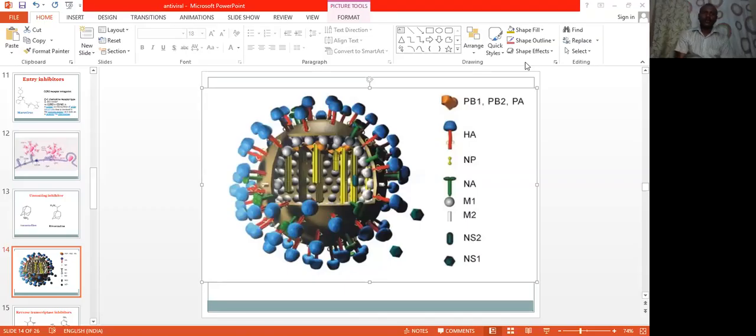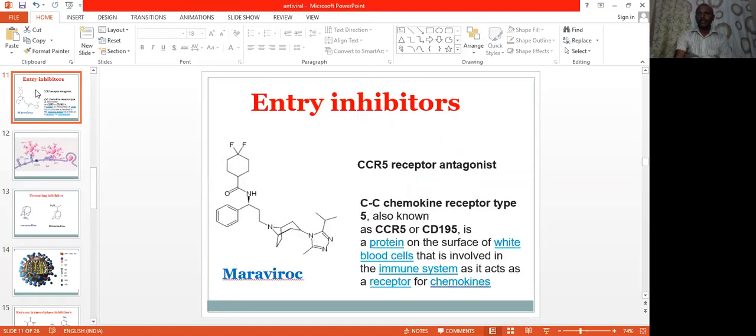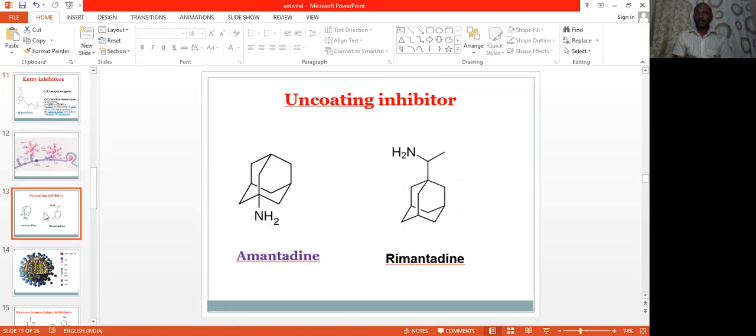Okay. So till now we have discussed the entry inhibitors. Under the entry inhibitors, we have discussed the CCR5 receptor antagonist, and how the CCR5 receptor antagonist works. Next one, uncoating inhibitors. I've explained what we mean by uncoating. Then we discussed the examples, that is amantadine and rimantadine.